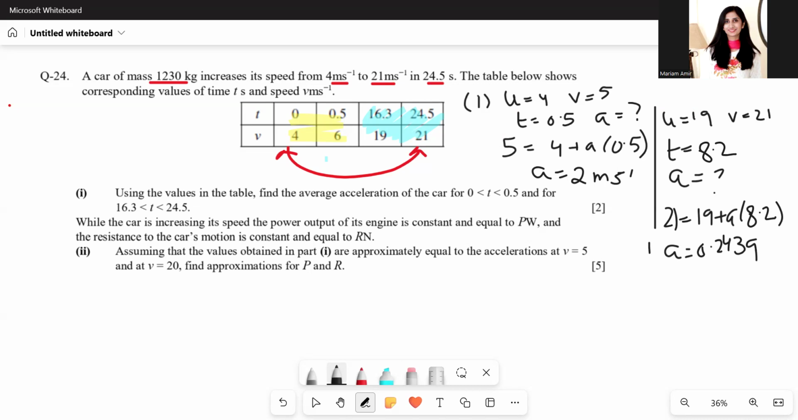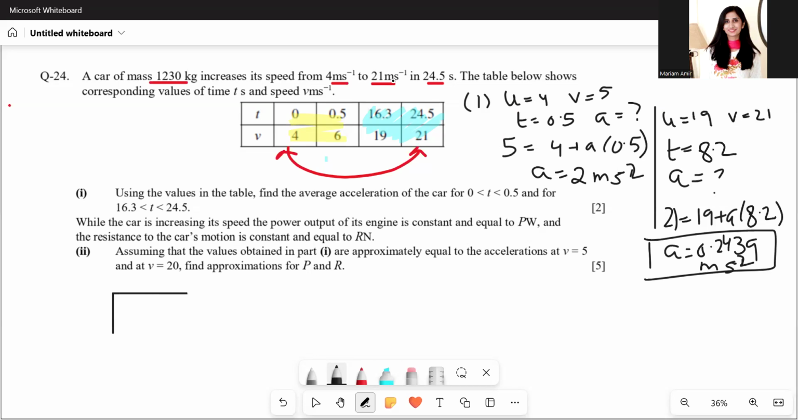Okay, so we have the values of acceleration for part 1. Meters per second squared is the unit. While the car is increasing its speed, the power output of its engine is constant and equals P, and the resistance of the car's motion is constant and equals R. So here's the car, here's the direction of motion. This would be the driving force. Driving force is equals to P upon V, and here's the resistance mentioned, R.